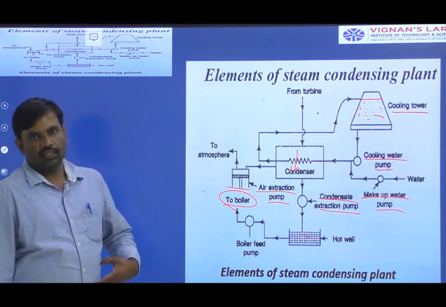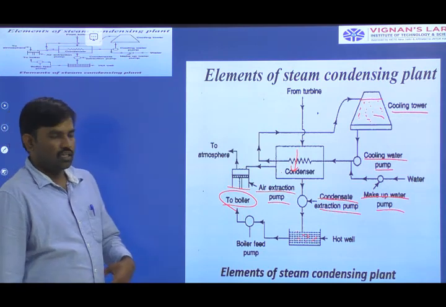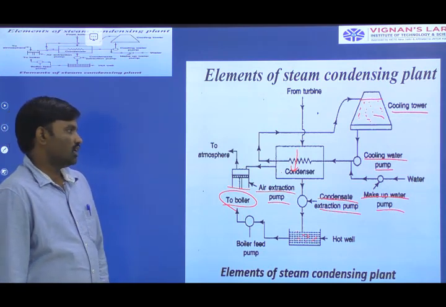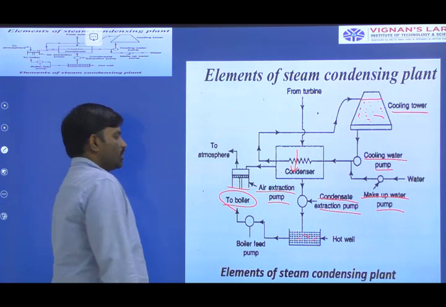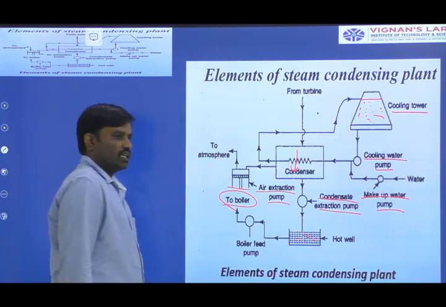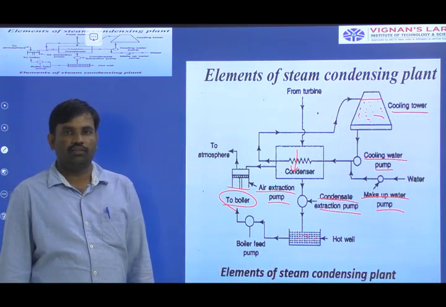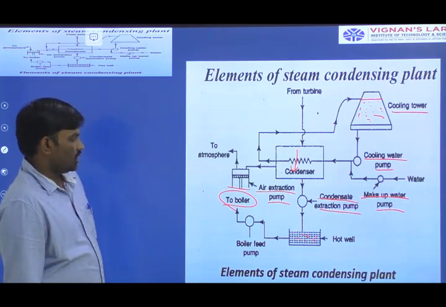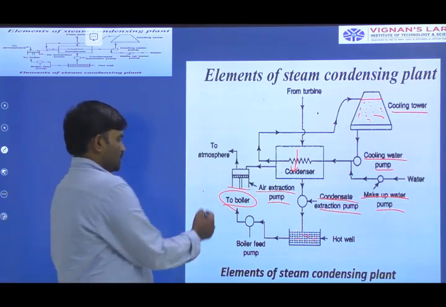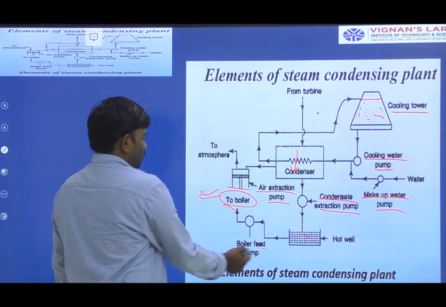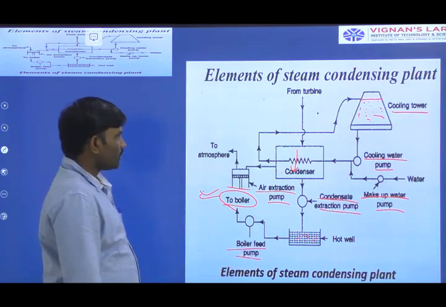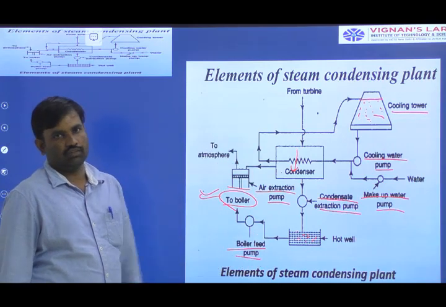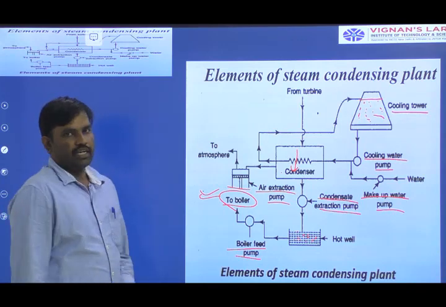After reducing the steam temperature, we convert that steam into water in the condenser. Exhaust steam is converted into hot water. Hot water is sent back to the boiler section with the help of a boiler feed water pump. This is the schematic arrangement of the steam condensing plant.